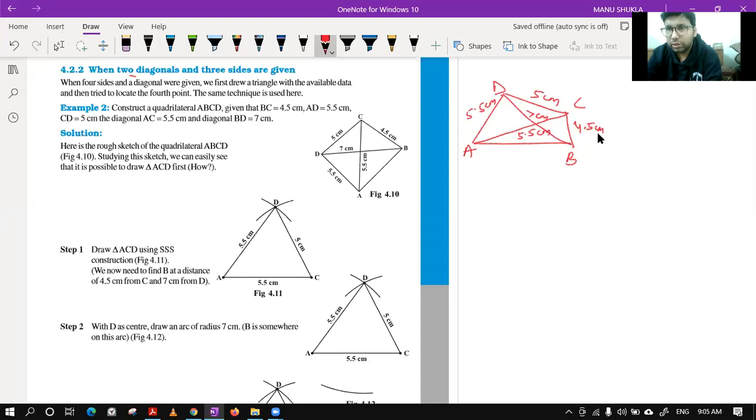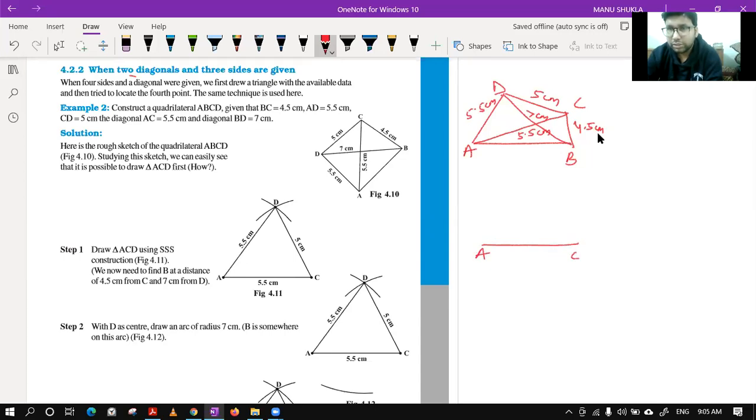We should go for DA as the base. Okay, but that will be a little more complex for you. Better you go with the diagonal. And I think if you go with AC, let's have an idea how it will go. If we draw AC first, let's see.